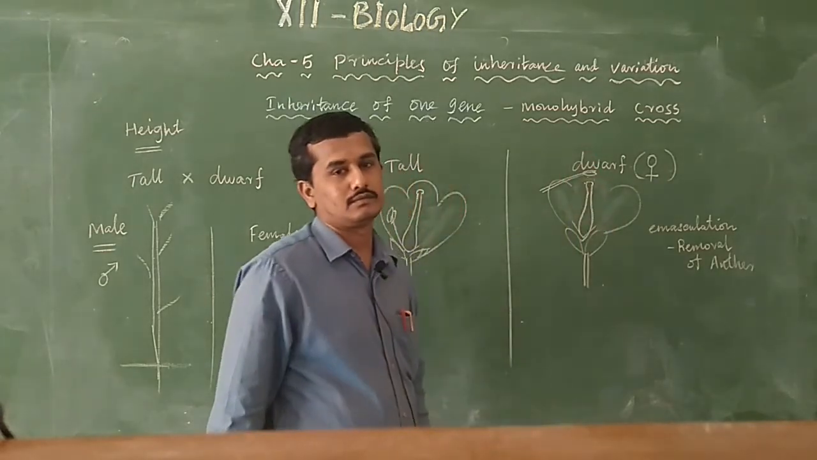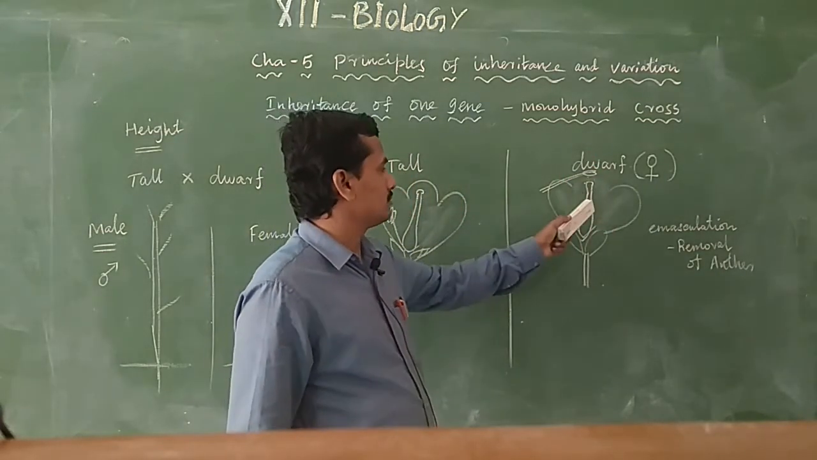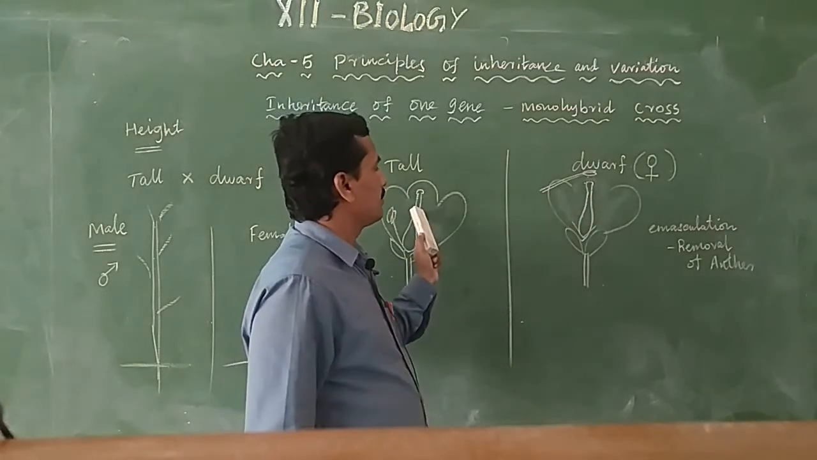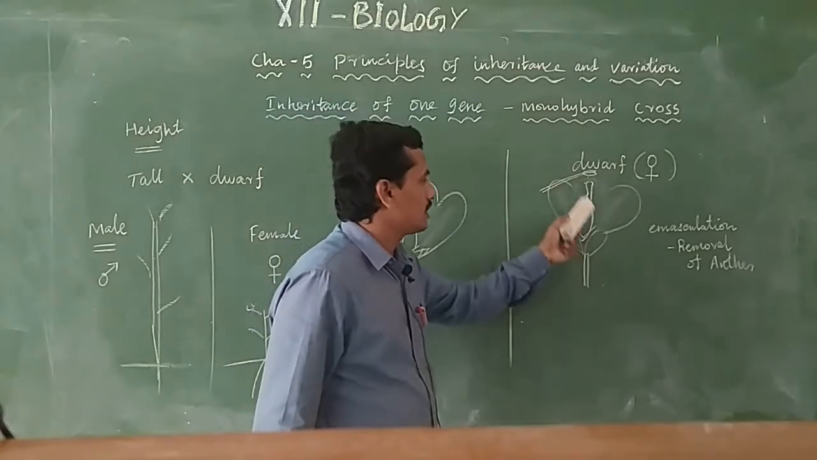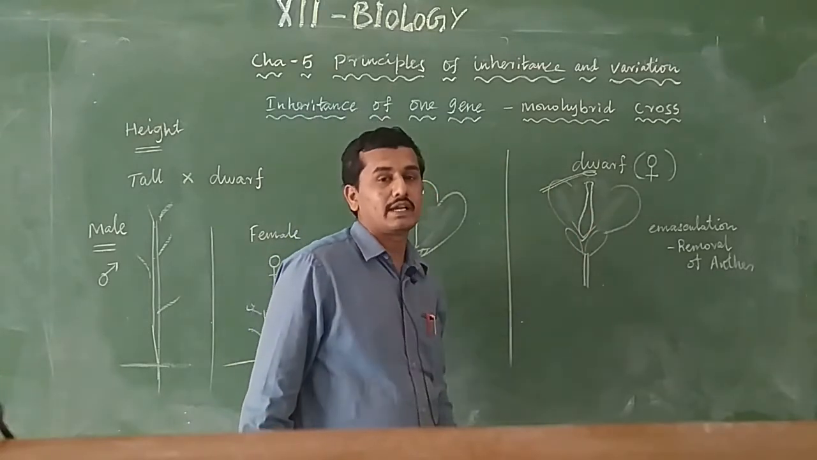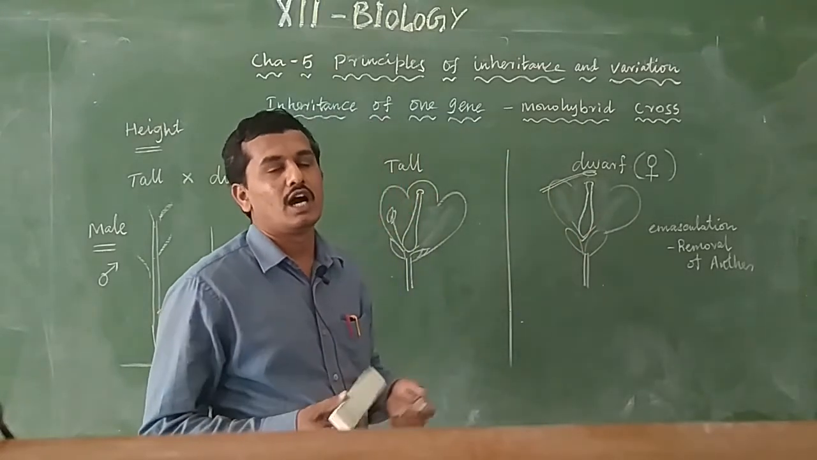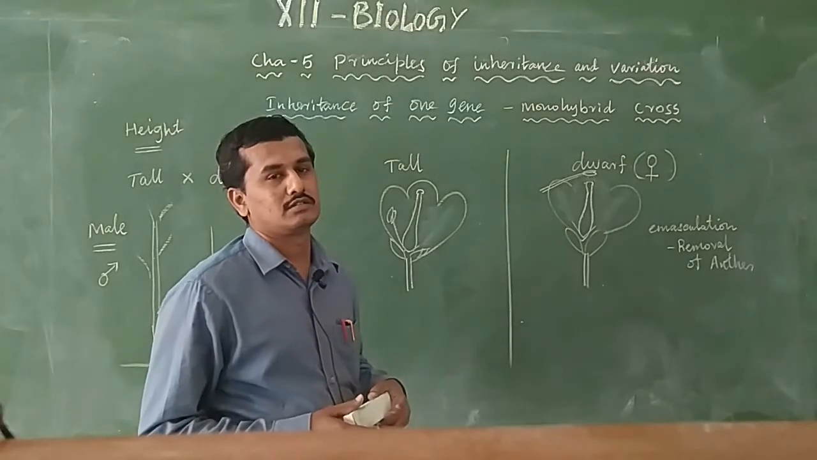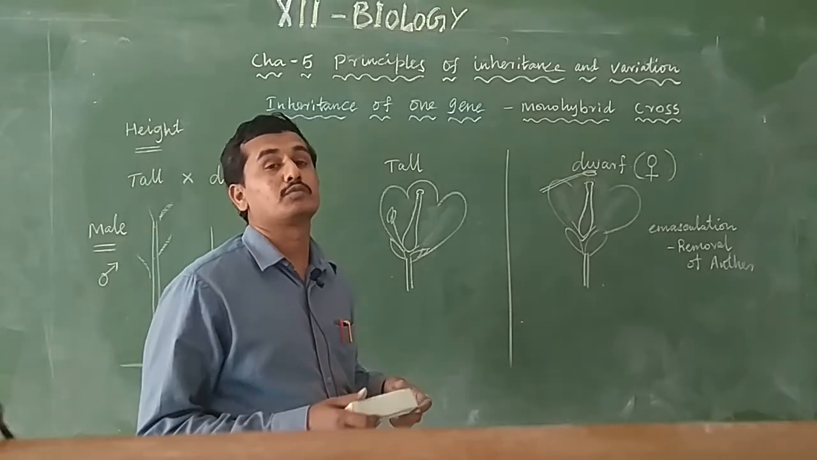stigma. Before emasculation, the male part is removed, and after emasculation, with the use of a bag like a polythene cover, or maybe with the use of muslin cloth, we cover the particular flower to prevent unwanted cross pollination.